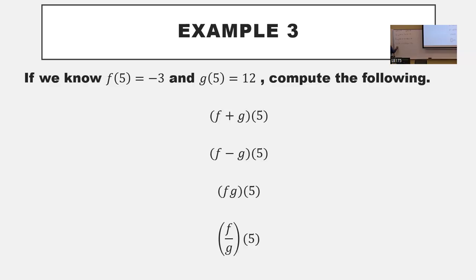And then F divided by G of 5 would be a -3 divided by a +12, which is -1/4 or -0.25 as a decimal.